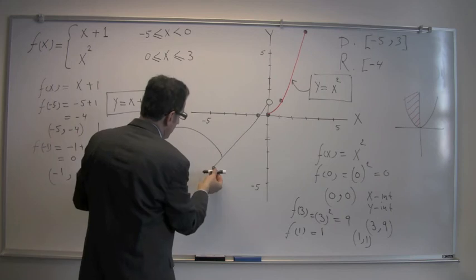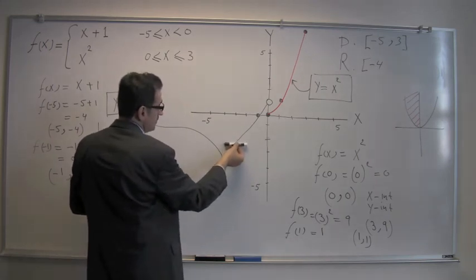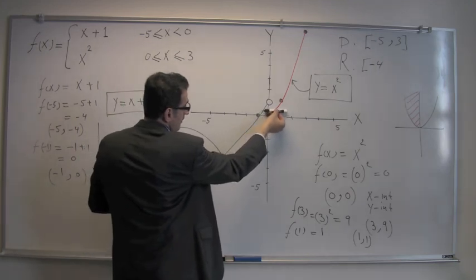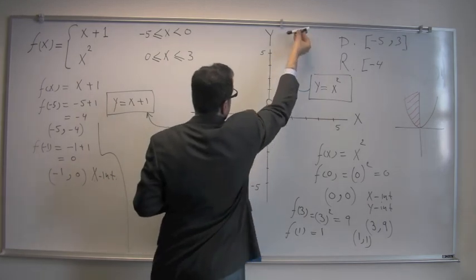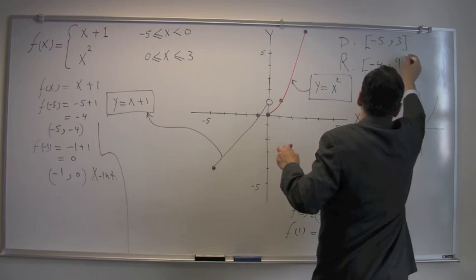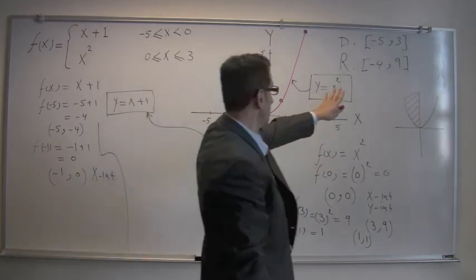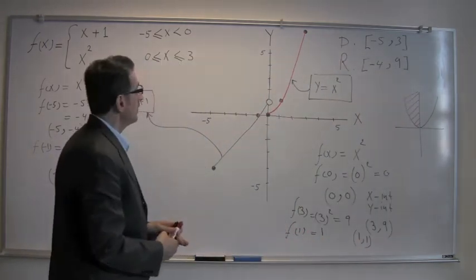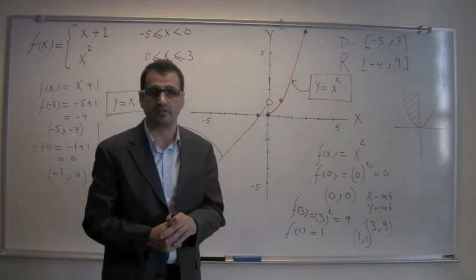And I will move my pen. My pen is still touching the graph until 0, still touching the graph, still touching the other part of the graph until 9, where it will stop. Then 9 is the endpoint of my range, and my range is -4 included and 9 included. So hopefully this will help you understand graphing a piecewise function. Thank you.